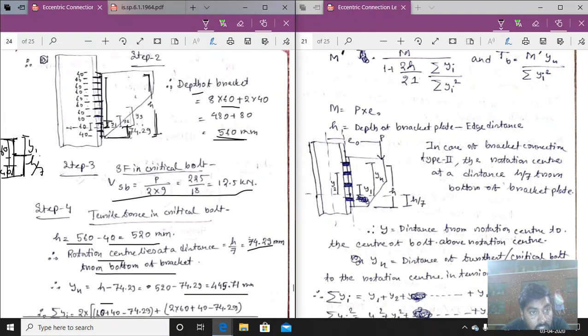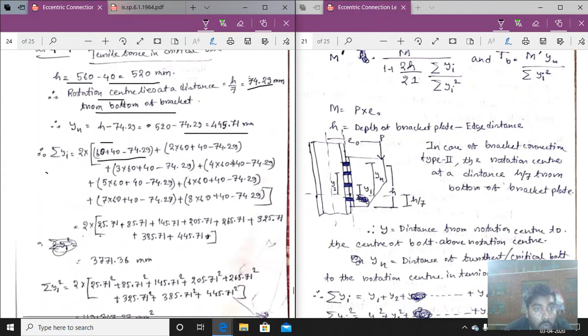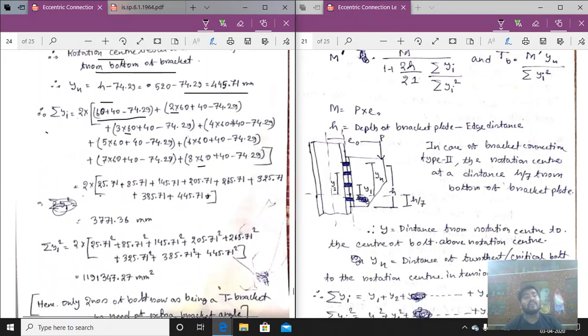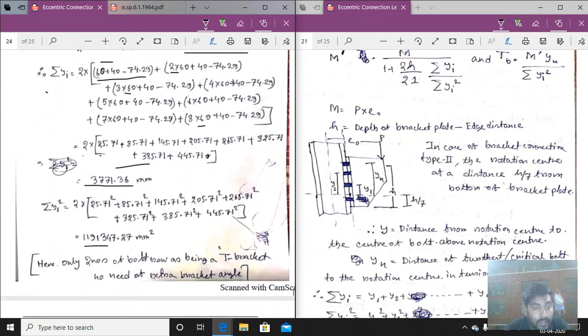So for the second bolt it will be plus 60, another 60, which will be y2, so plus 2 into 60, 3 into 60, and so on up to 8 into 60. This is the last bolt. Similarly, we put in all the values, and we are getting the sum of yi equal to 3771.36. Similarly, yi square is the summation of all the squares together, and we get that value.